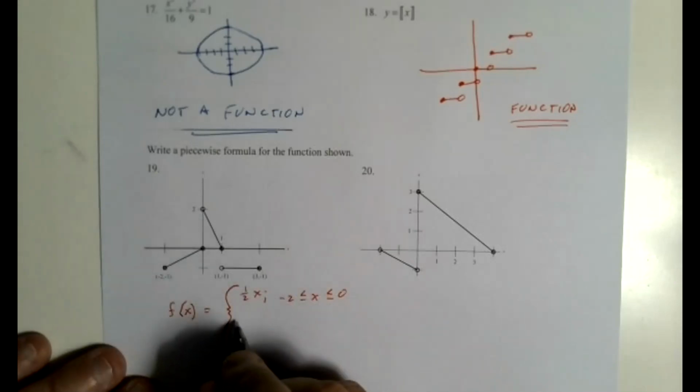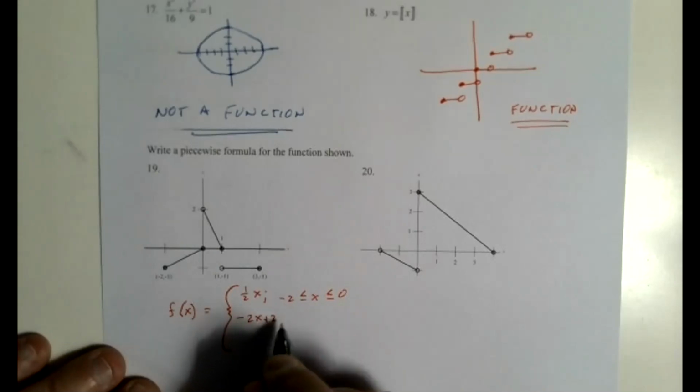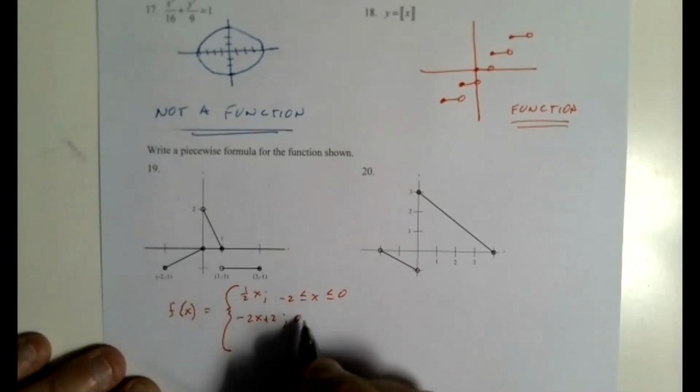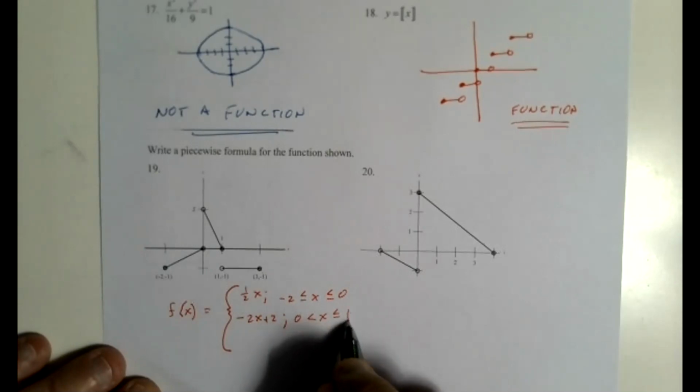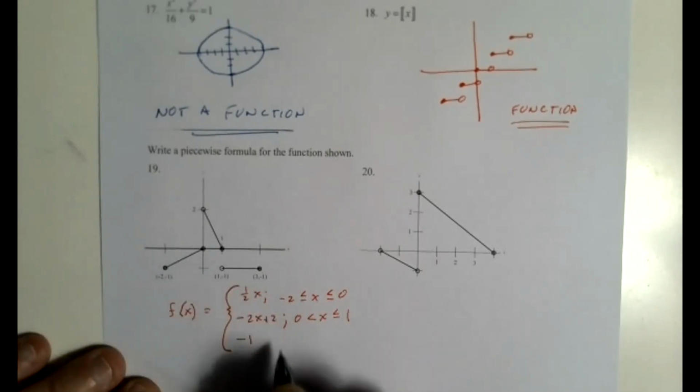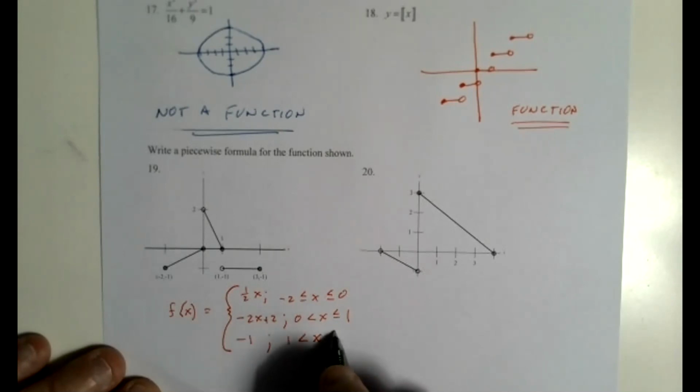And then this is going to be -2x plus 2. And that's from 0, that looks like a closed dot, less than x less than or equal to 1. And then this is y equals -1. And that is from 1 less than x less than or equal to 3.